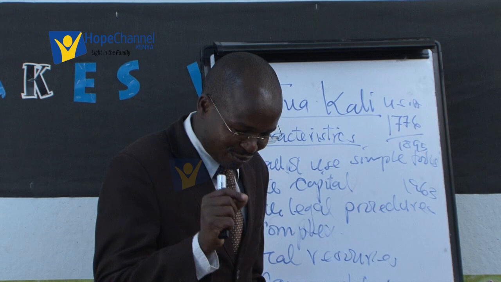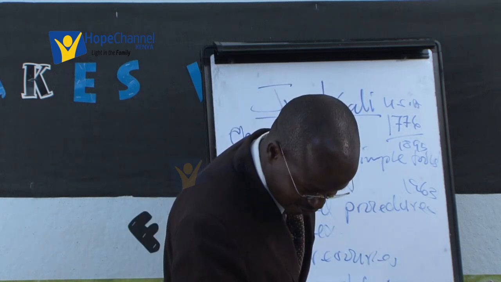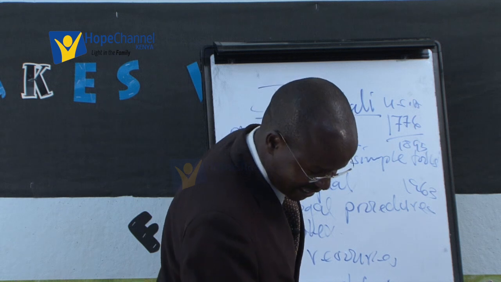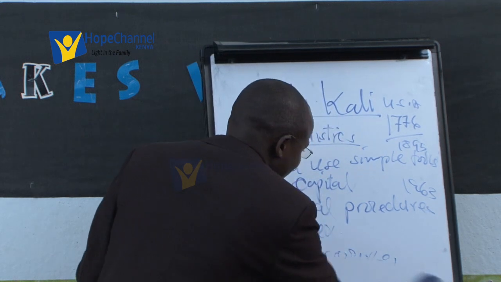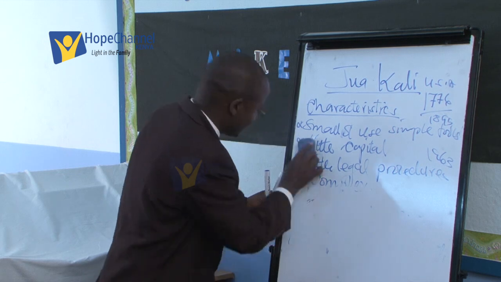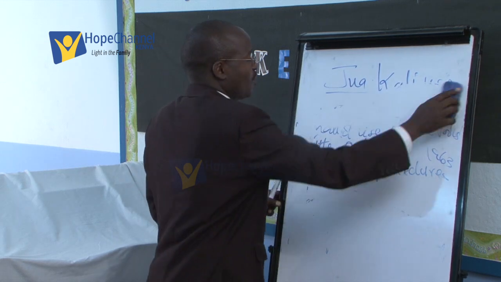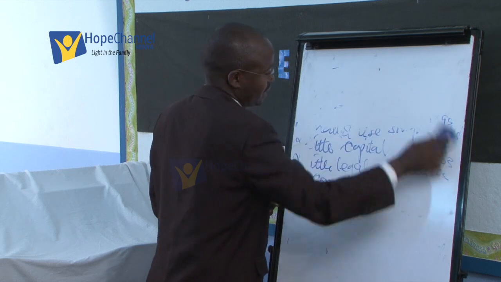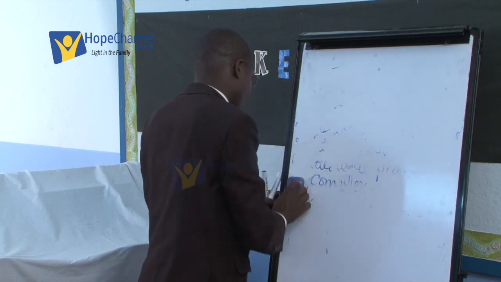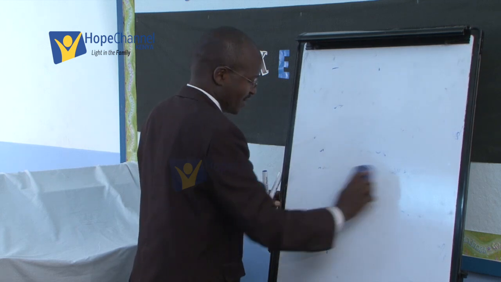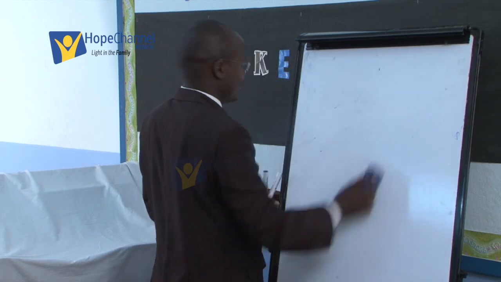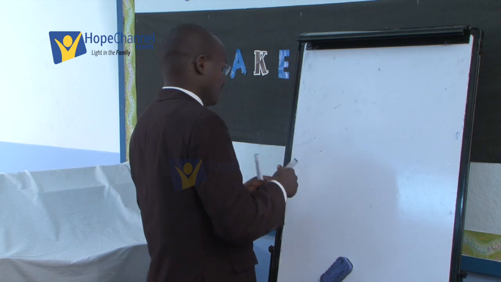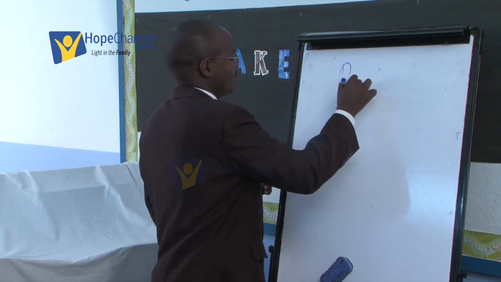Now, what we want to look at last is the reasons for establishing Jua Kali Industries. Why were the Jua Kali Industries started? Of course, they were started by the government and they're being promoted by the government. But why were they started in the first place? Why don't we train our children for white-collar jobs? Why were they started? So we give reasons as to why they were started. Reasons.